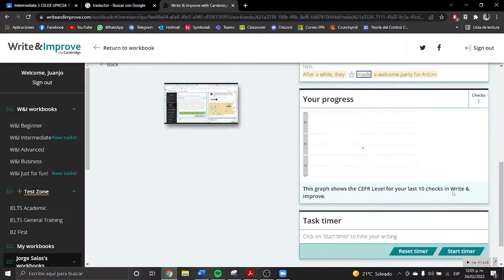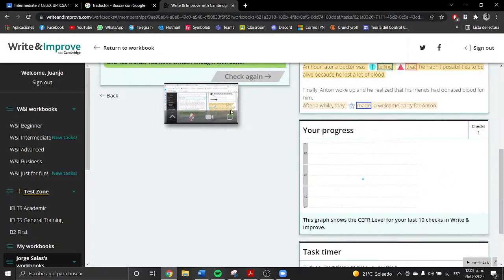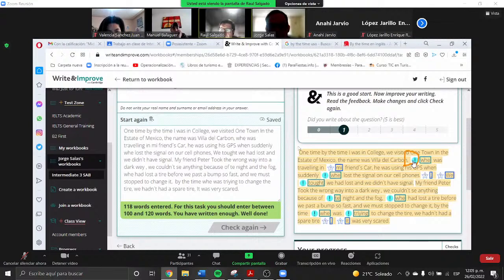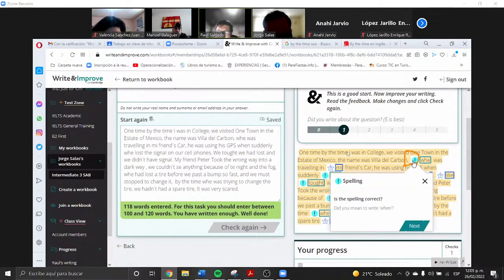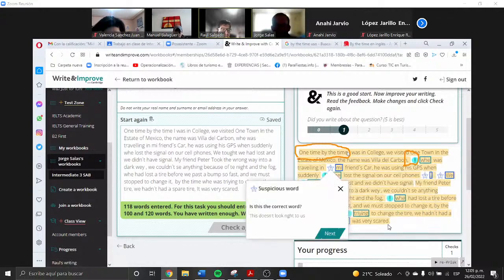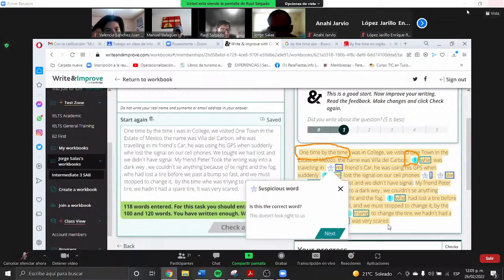Okay. Can you place it right here on the first one, on the blue one? Click on it. What does it say? Is the spelling correct? Okay, the spelling is there, but if you check it, one time by the time, it's probably marking this because it's kind of repetitive. That's correct. Okay, so maybe it's that part.